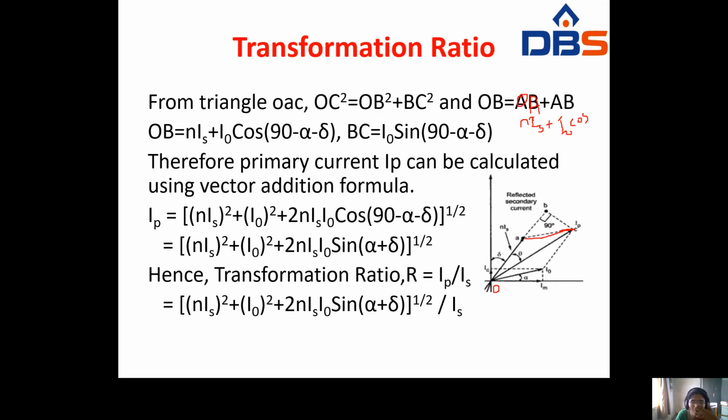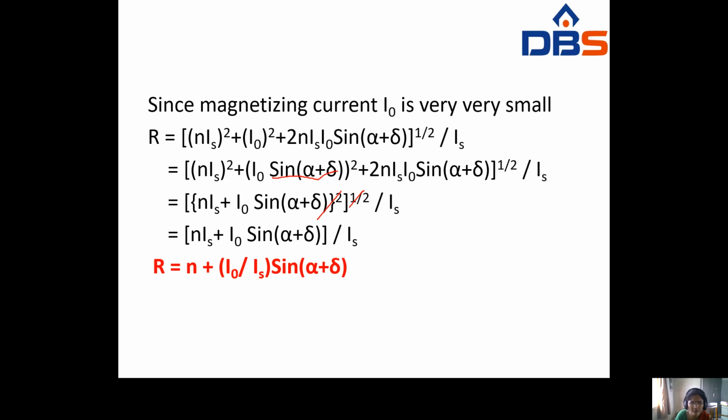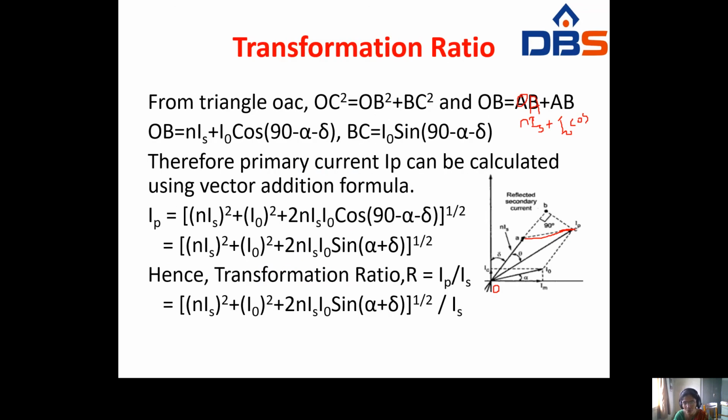From that phasor diagram, first you have to find out the transformation ratio. So what is the transformation ratio? The transformation ratio is nothing but the ratio of the magnitude of primary current to secondary current. So you have to find out the transformation ratio of the current transformer. From that phasor diagram, you have to find out the primary current as well as the secondary current.